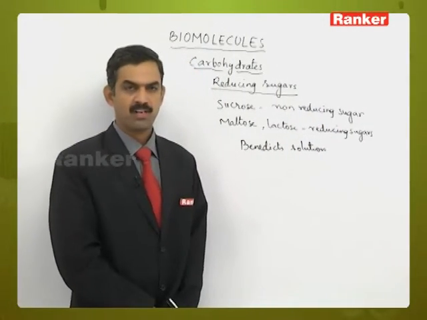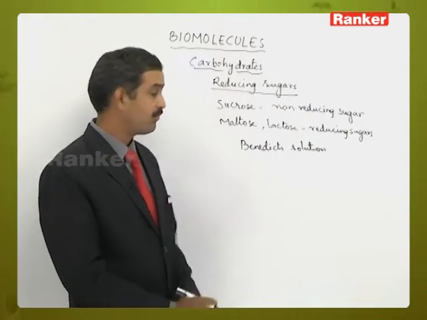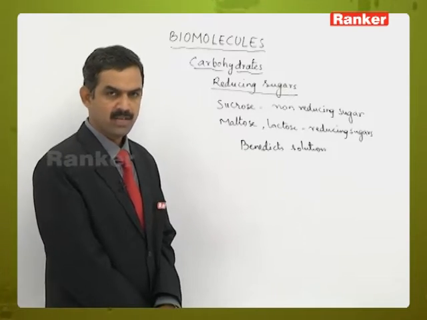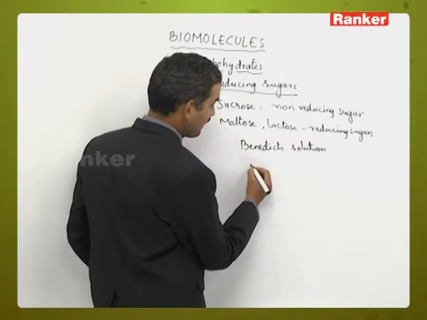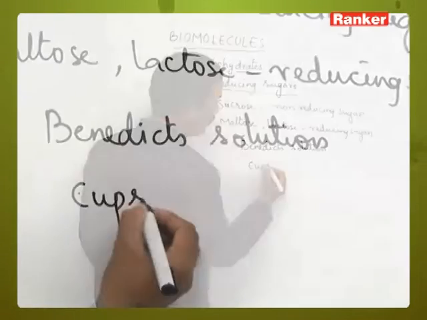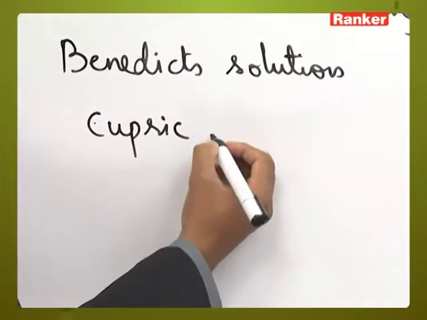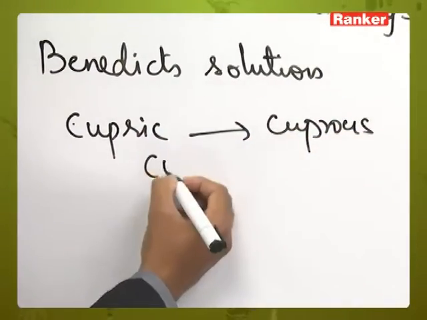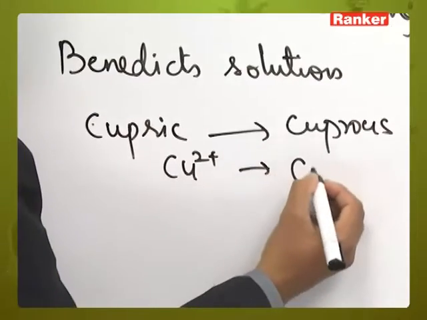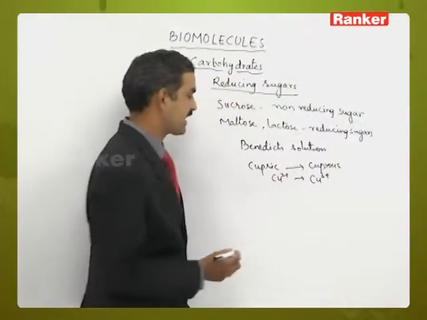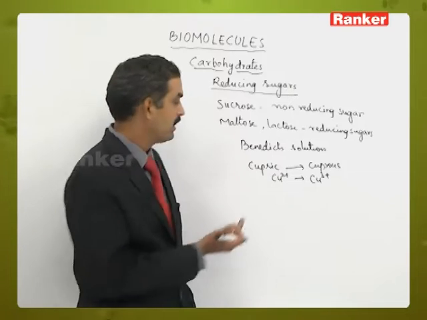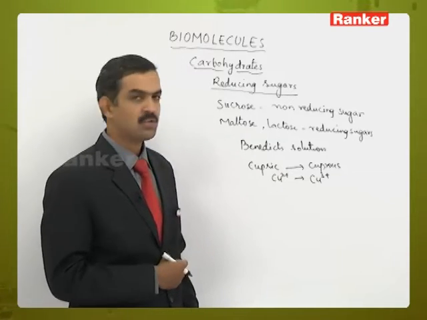Benedict solution or Fehling's reagents are used for identifying the sugar levels in the blood. Here, the one which converts the cupric form of copper to the cuprous form, that is Cu2+ to Cu+, acts as a reducing sugar.